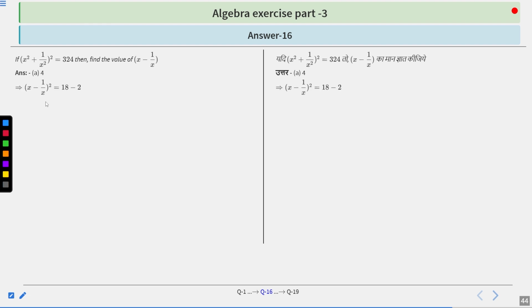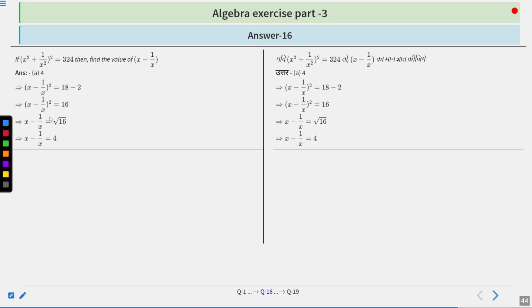So (x - 1/x) whole square is going to be equal to 18 minus 2. So (x - 1/x) whole square is 18 minus 2, that is 16. Now we have to find the value of x minus 1 upon x. Therefore, x minus 1 upon x is equal to under root 16, because square going to the opposite side will become under root. Therefore, x minus 1 upon x is equal to under root 16, which is 4. Option number A is the correct answer.